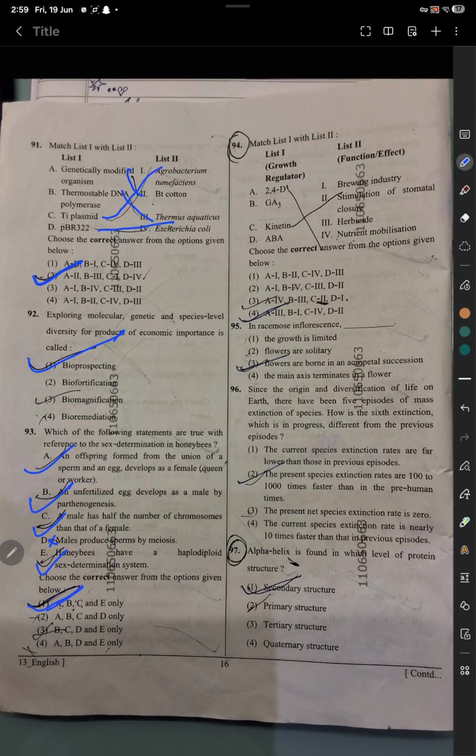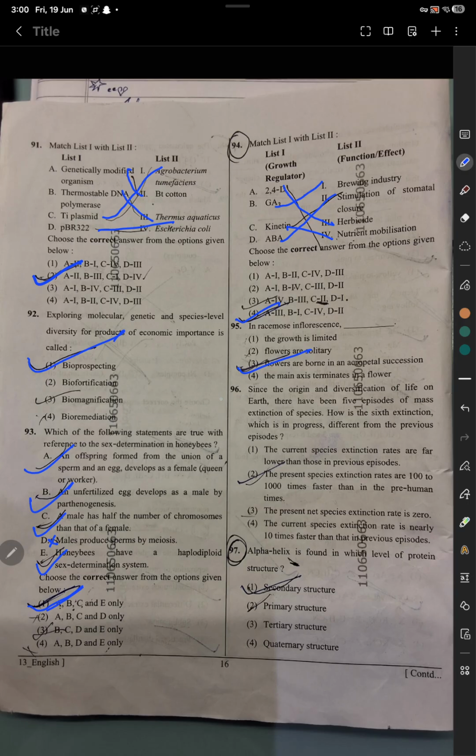And again we have match the following questions, so option number 4 is the correct answer for this. You can even match it here for your convenience. Okay, so next question: in racemose inflorescence, flowers are borne in an acropetal succession. So option number 3 is right.